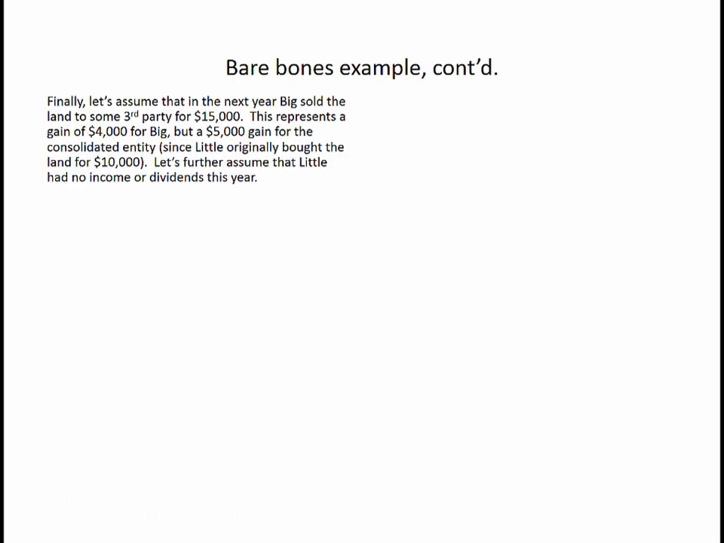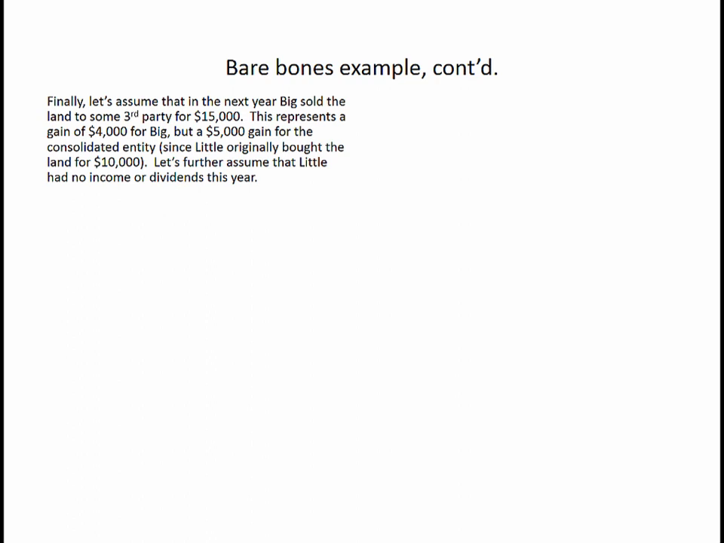Finally, let's assume that in the next year, Big sold the land to some third party for $15,000. This represents a gain of $4,000 for Big, because again, they bought it from Little for $11,000, and now they're selling it to some third party for $15,000, so they're showing a $4,000 gain. But from a consolidated perspective, there's a $5,000 gain. Little bought the land from a third party for $10,000, and now it's being sold to another third party for $15,000, so again, there's that $5,000 gain.